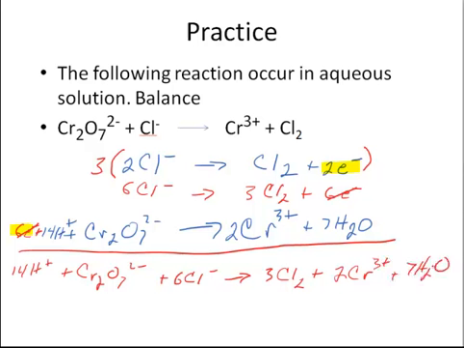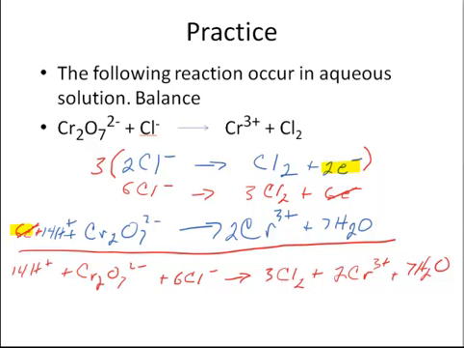Okay? Now, like always, when we think we have it done, we've got to check everything. And the easiest thing to do is to check the atoms first. So I'm going to look at these. I've got 2 chromium there, 2 chromium there, 6 Cls, 6 Cls, 14 Hs, 14 Hs, 7 Os, and 7 Os. That's good. So now we've got to check the charge.